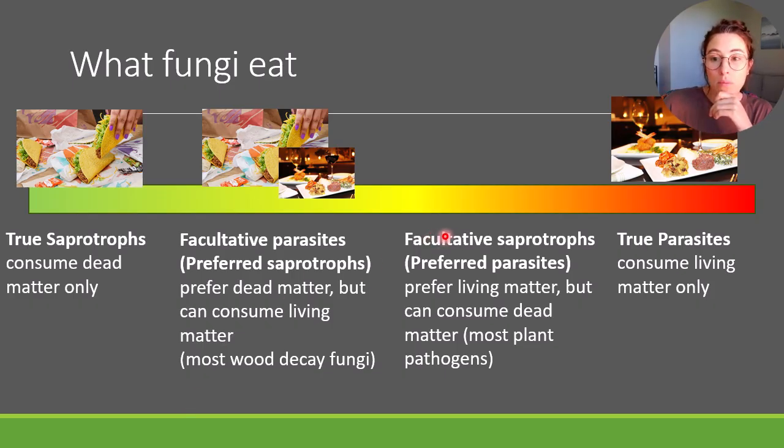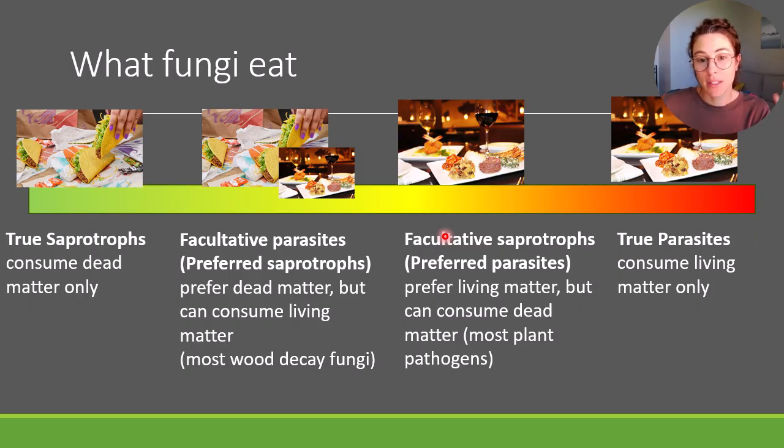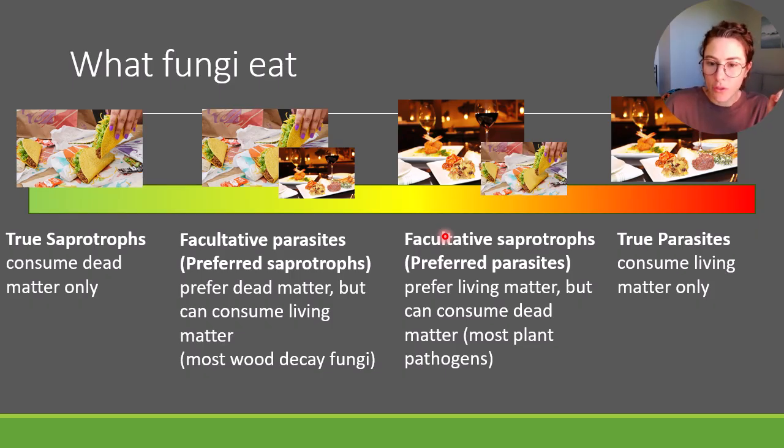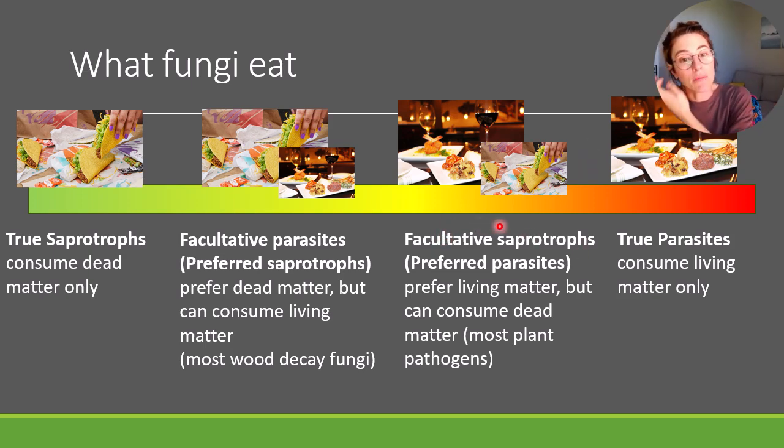And then if we go one more up, we have our preferred parasites. So again, these are going to be our preferred fine diners. But imagine we're on a long road trip, just exhausted. They'll absolutely grab some fast food. You know, they're not going to turn their nose up to that. But again, typically most in this category will be on a living host, kill that living host, and then feed on the dead remains. So in general, this is the spectrum of what fungi eat.